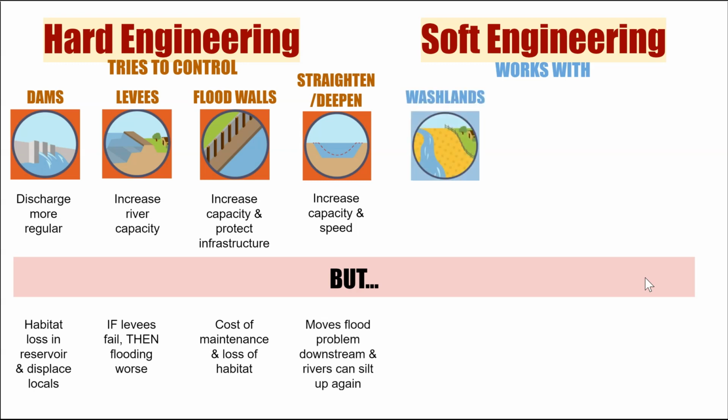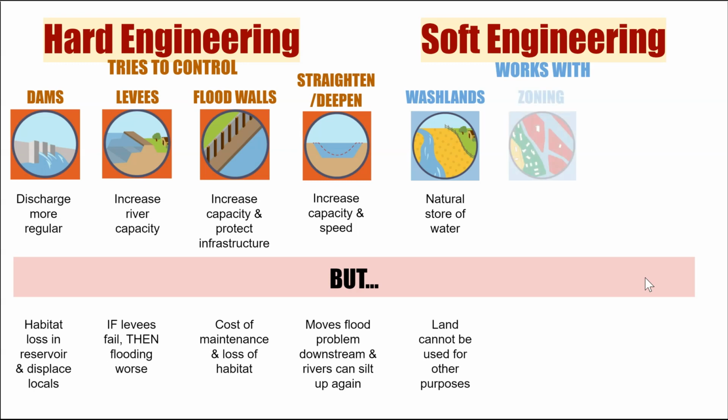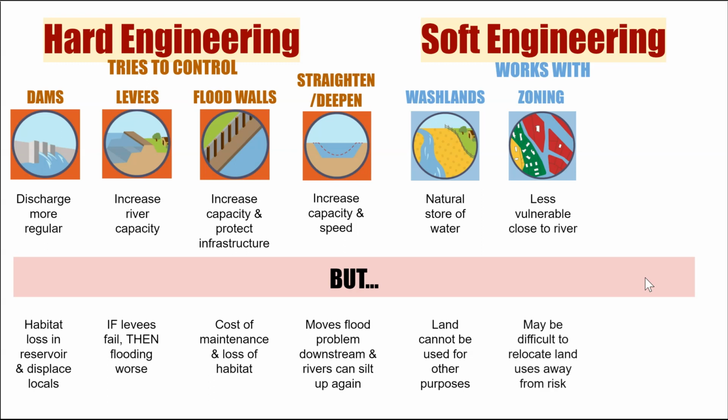That brings us into washlands. The benefit of washlands is it is using the natural store of water in the drainage basin. The land can't be used for other purposes, not necessarily a major issue though. And land use zoning: the less vulnerable land use is closer to the river, so it's less impacted when it floods, and it may be difficult to relocate land uses away from risk in certain places, and therefore you'll have to come to hard engineering.